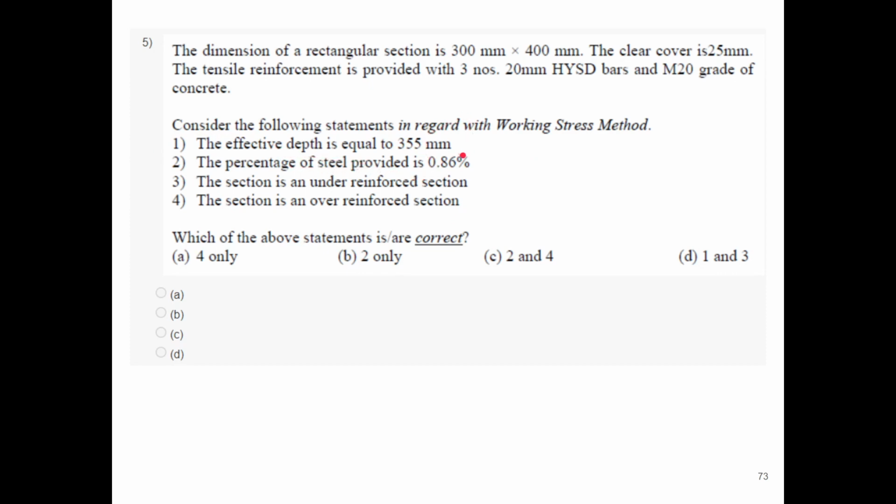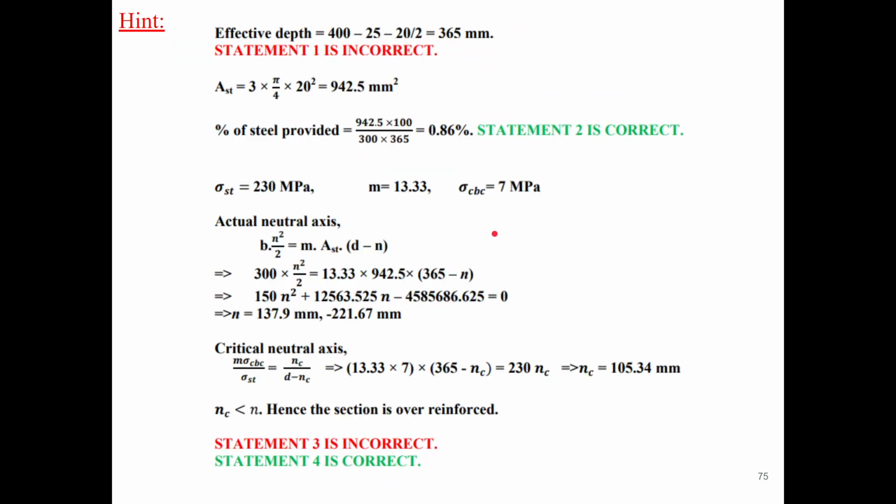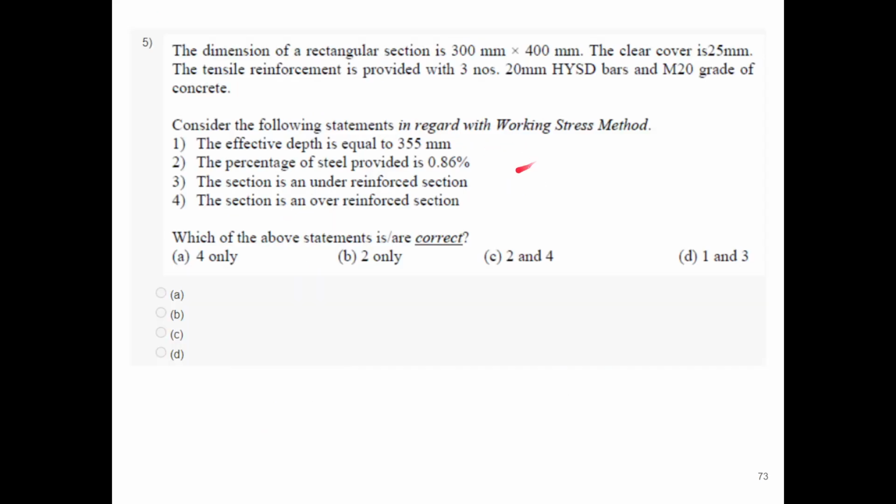So that will be 3 into pi by 4 into 20 square, divided by 300 into 365, whole into 100. As you can see here, this is 942.5 into 100 divided by 300 into 365, which is equal to 0.86586% only. So second is correct. Third is the section is an under reinforced section.